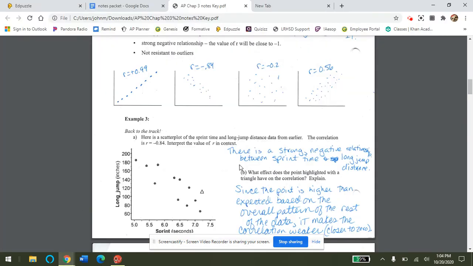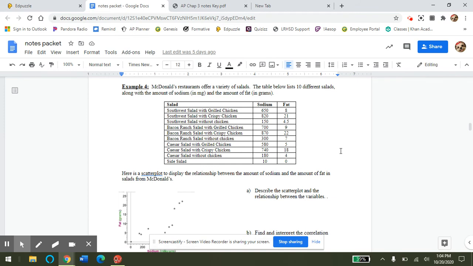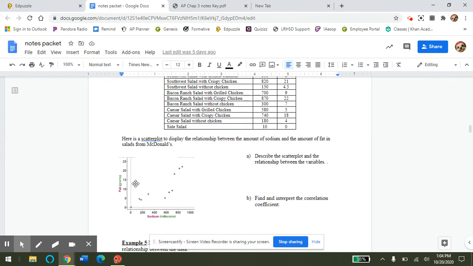Okay, so let's tackle this example. Take a minute, plug in all the sodiums and all the fats for the 10 different salads, along with the amount of sodium and fat in them. You never type in the names, but these are all the salads. So now that you've typed them in, I gave you a scatter plot, but try playing around with the scatter plot in your calculator.